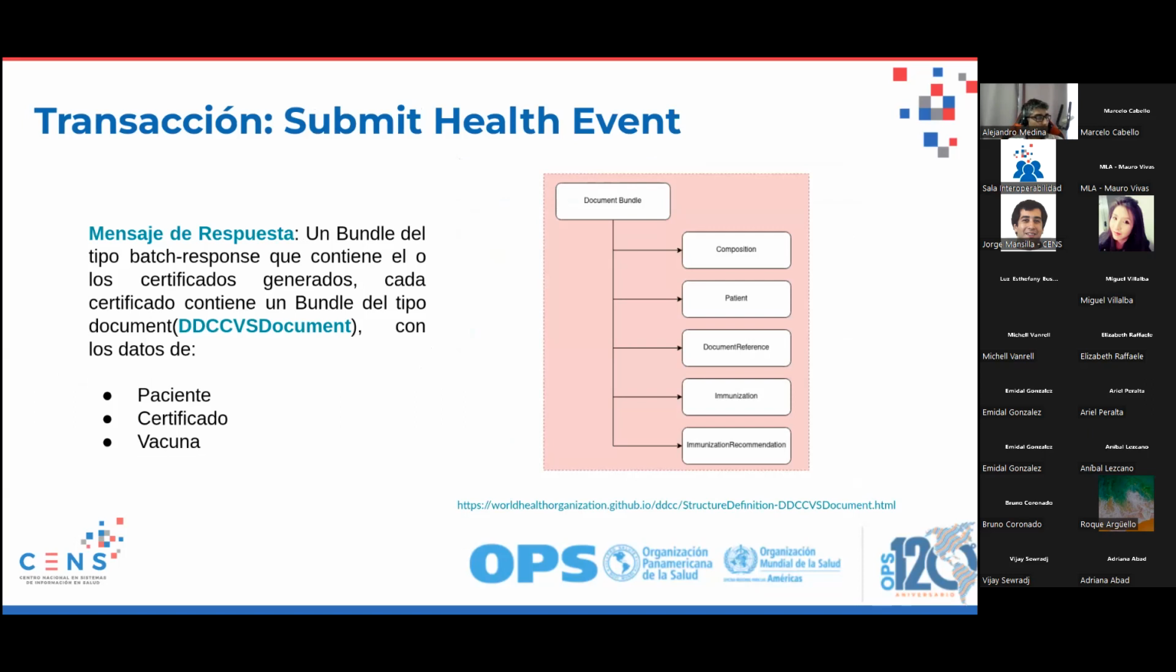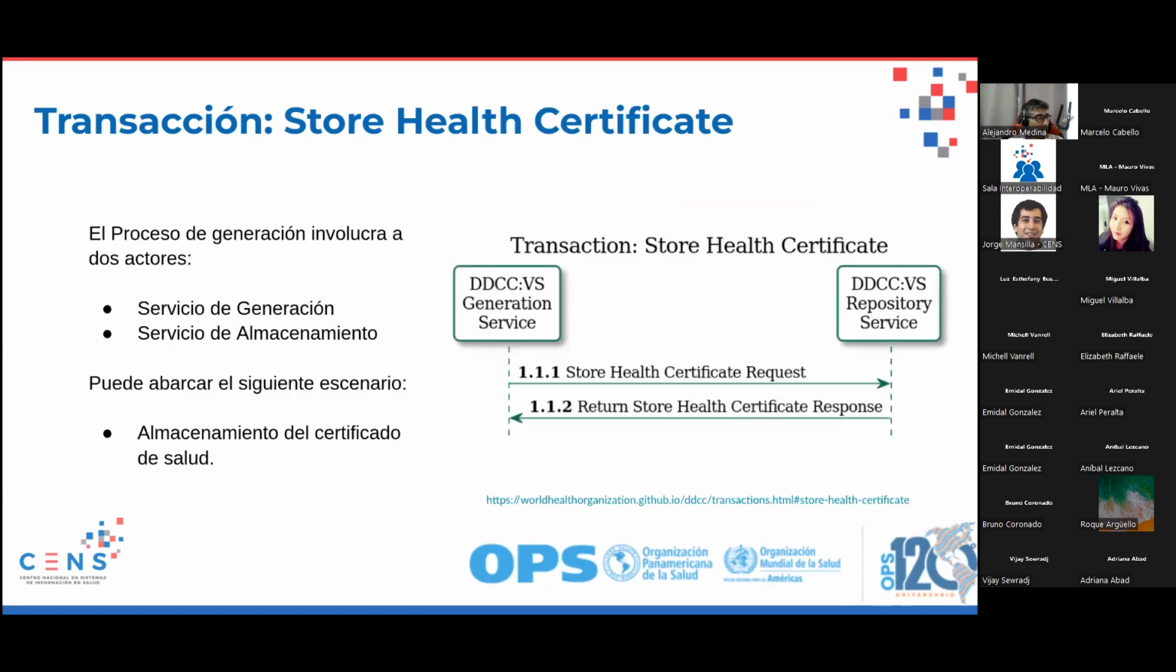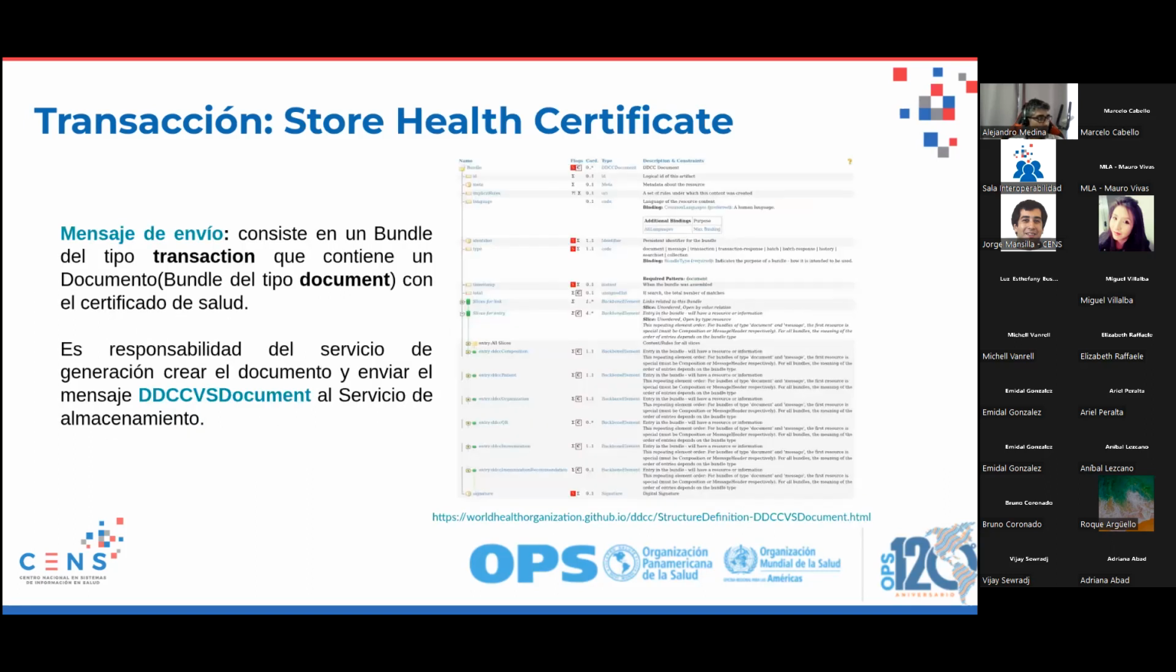The bundle of the document type that is a DDCC document is a static record of the data, and all the resources are going to be associated. It's going to have a creation date. It's going to be just as it could be reflected in a document. Obviously, this is responsibility of the generation service to create the document, to create the QR, and then send the message to the storage service.